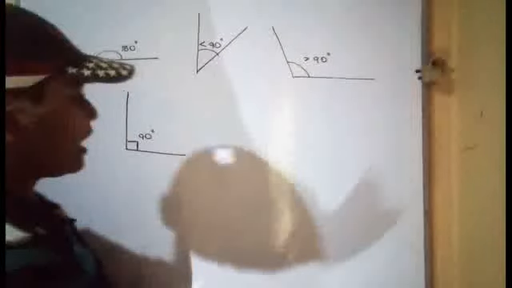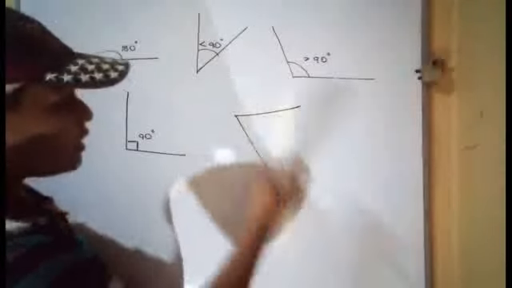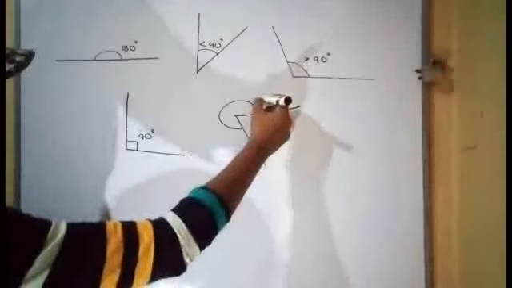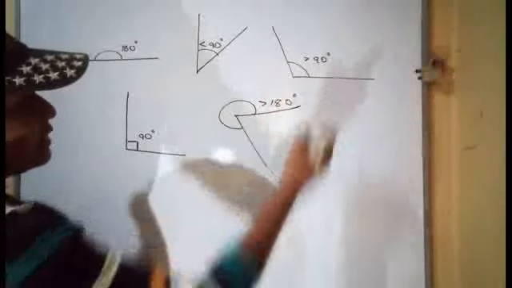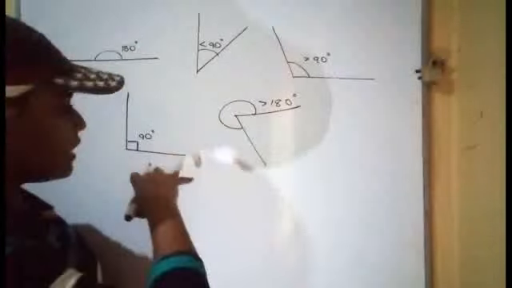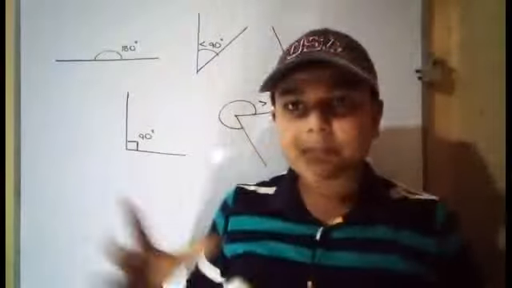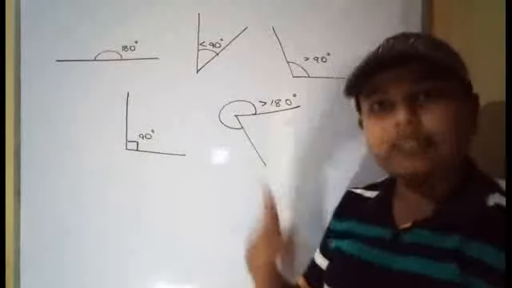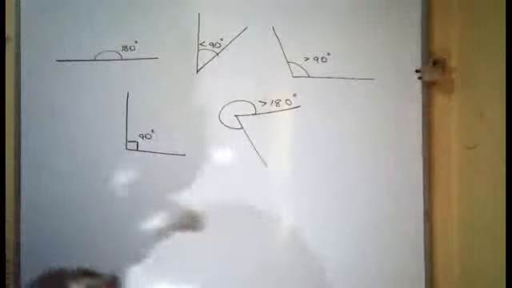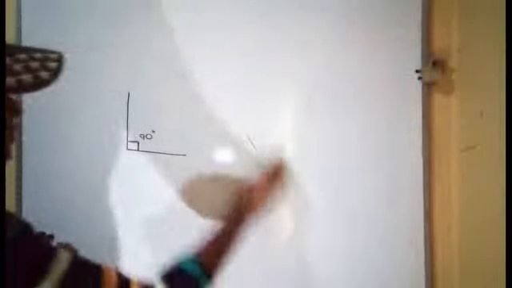These have magnitudes. After that we learn about the reflex angle, which is greater than 180 degrees. So: straight angle, acute angle, obtuse angle, right angle, and now the reflex angle. These five types of angles we learn in grades 6, 7, 8. Now in grade 9, we learn about more angles. Let's see what they are.